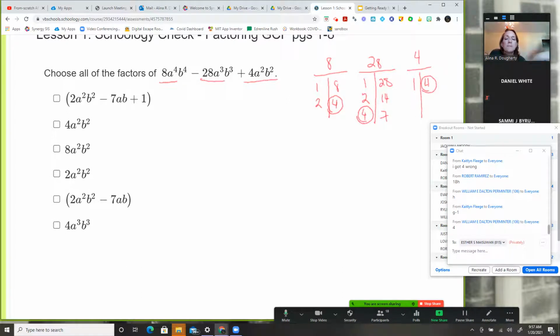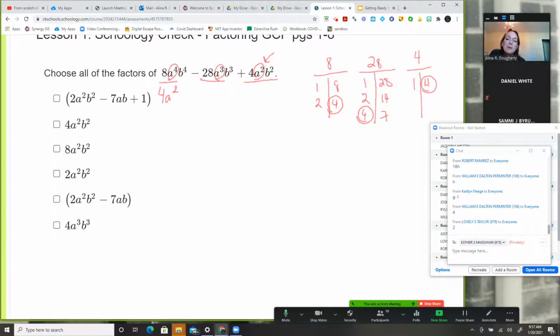You see a 4? So a 4 has to come out. Then I look at all of the A's. I just look at them one at a time. I've got a to the 4th, a to the 3rd, and a squared. Which one is the smallest exponent? A squared. So I'm going to take out a squared.